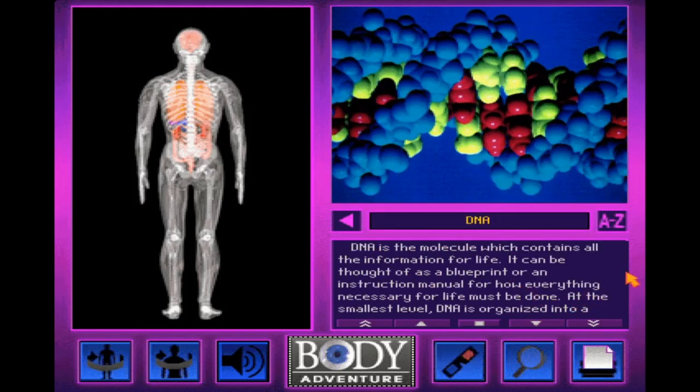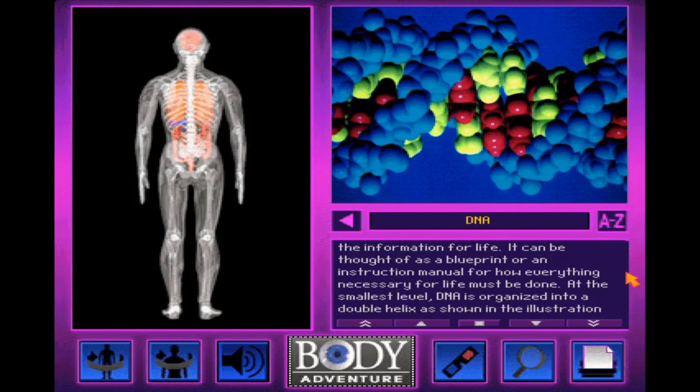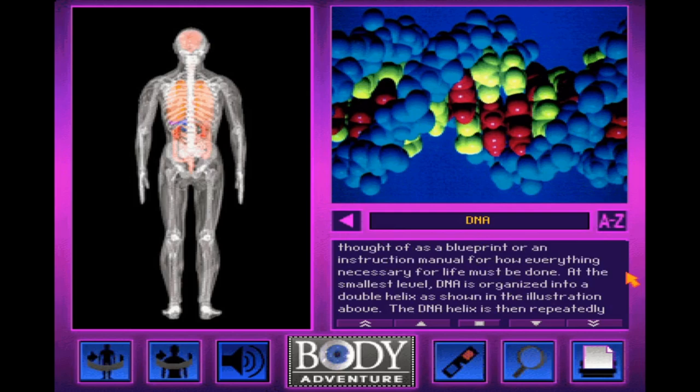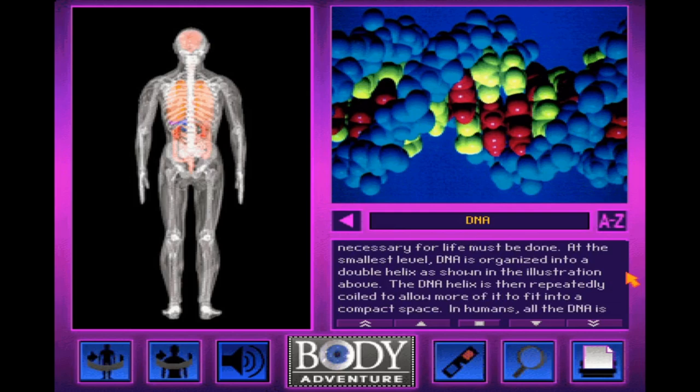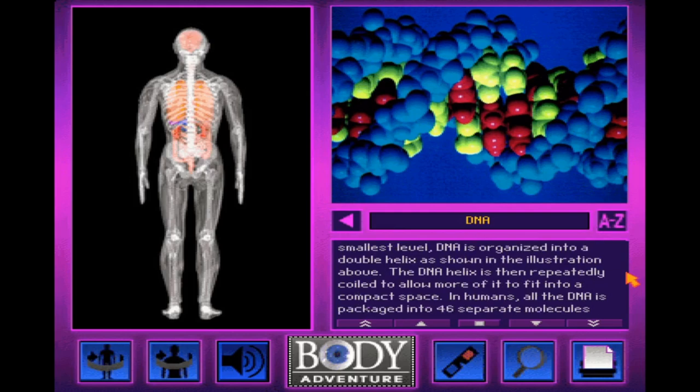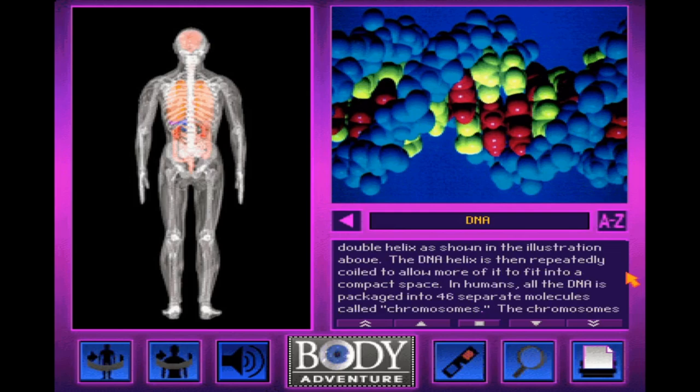DNA. DNA is the molecule which contains all the information for life. It can be thought of as a blueprint or an instruction manual for how everything necessary for life must be done. At the smallest level, DNA is organized into a double helix, as shown in the illustration above. The DNA helix is then repeatedly coiled to allow more of it to fit into a compact space.